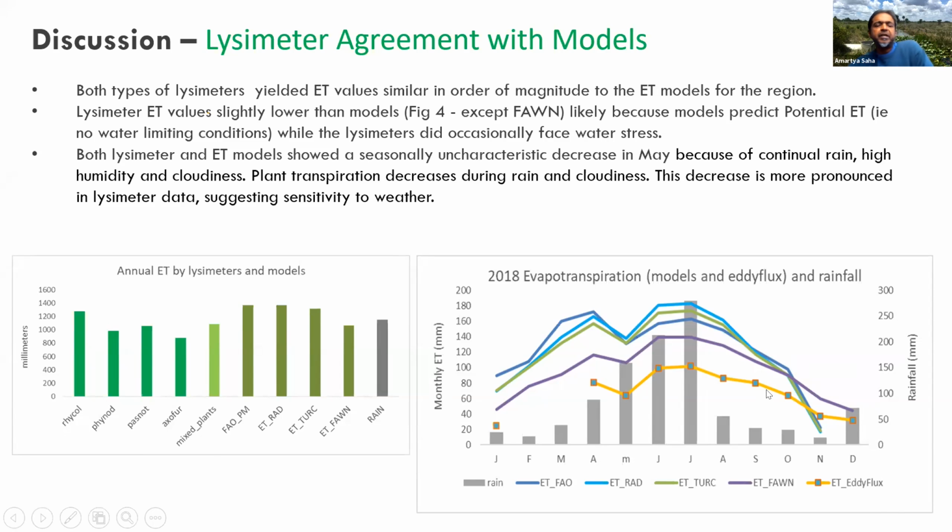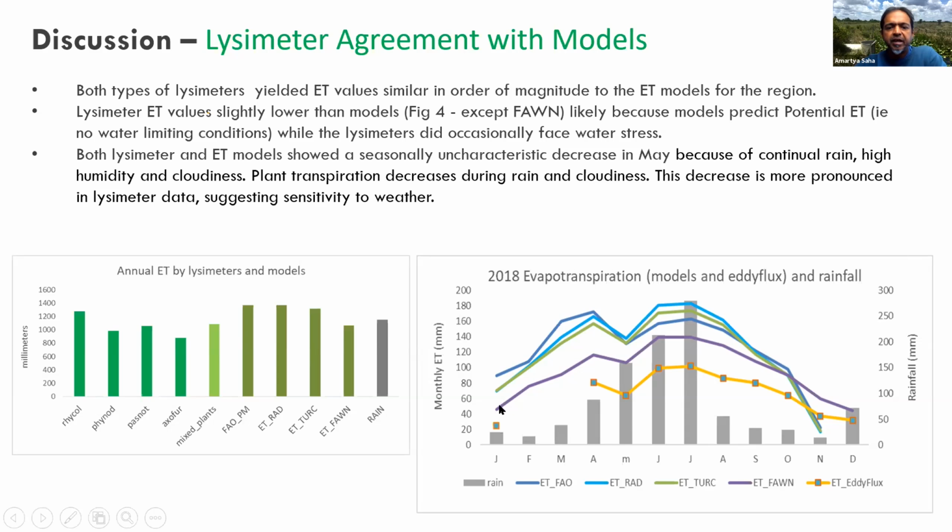A lot of researchers have found that ET obtained from Eddy covariance is typically lower than ET obtained by other methods, such as commercial lysimeters in agriculture. And reasons given for that are that eddy flux towers have energy balance closure issues, and plus there are issues about how representative the footprint is for the vegetation.